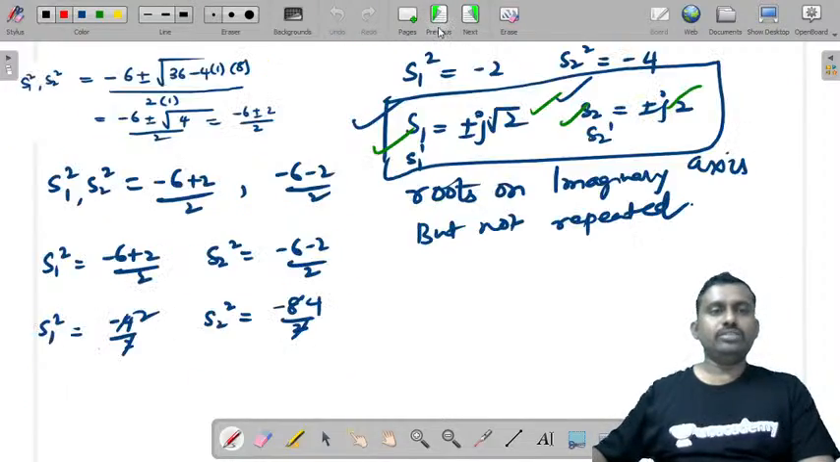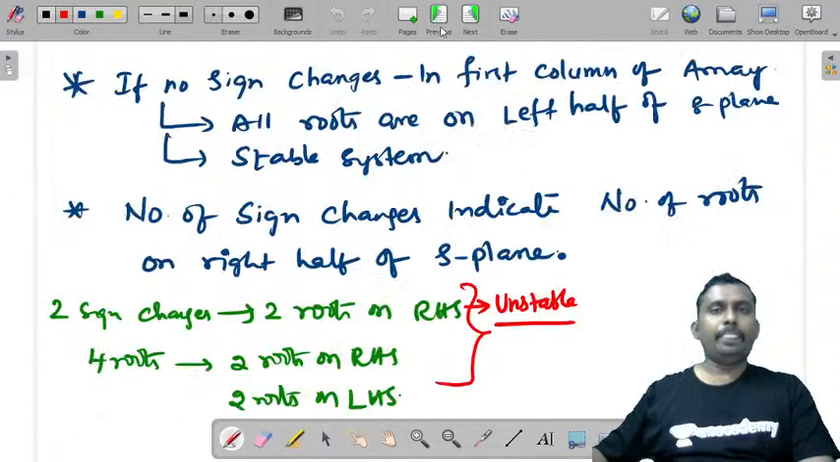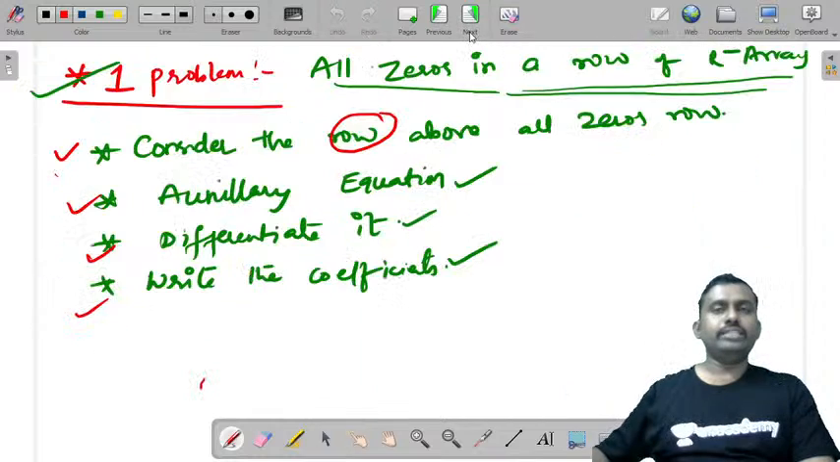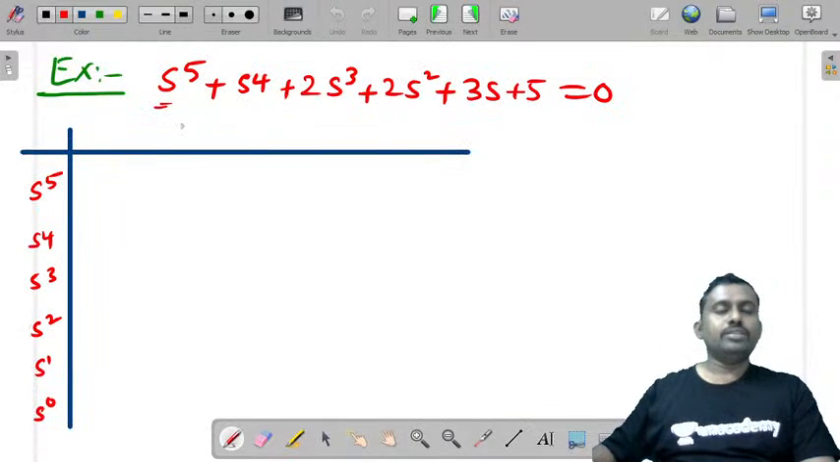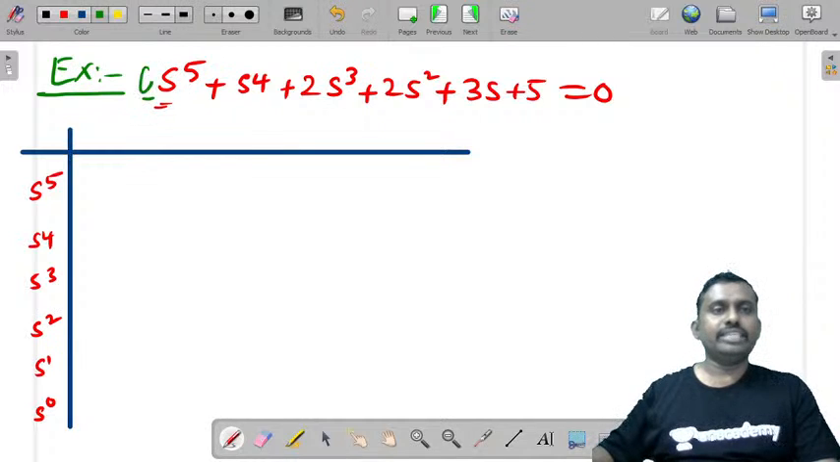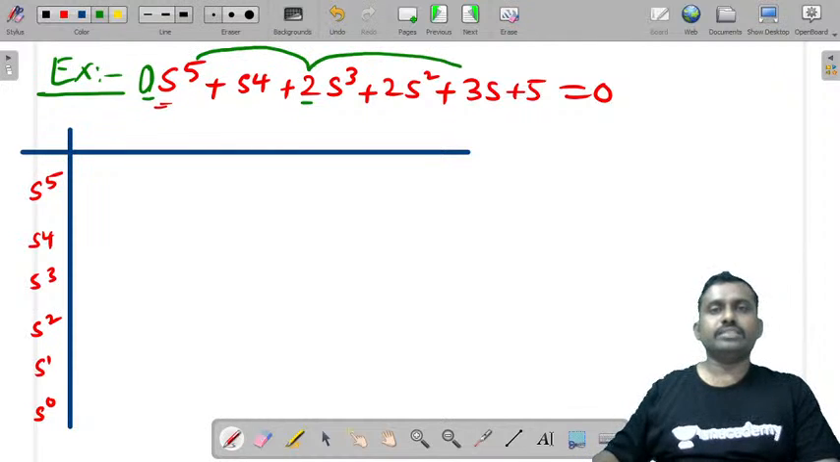So I think you have understood this problem clearly. Once you have understood this, it is very easy to solve this problem. Now let us look at this problem. First, we'll write the coefficients. The coefficient here is 1. Here the coefficient is 2. Because we are writing odd terms, consider the odd terms first. So 1, 2 and 3. These are the coefficients.